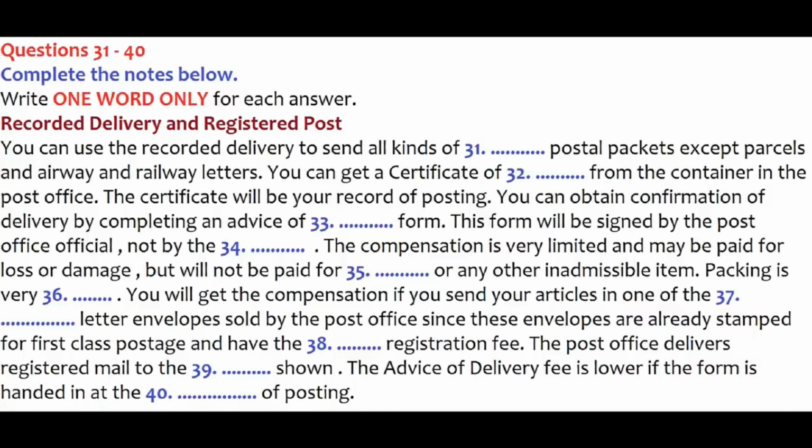How do we use recorded delivery? Well, when your letter or packet is delivered, it is signed for by the recipient and a record is kept by the post office. The post office does not undertake to deliver recorded delivery or any other mail to the addressee in person, but to the address shown. You can obtain confirmation of delivery by completing an advice of delivery form either at the time of posting or later. This form will be signed by a post office official, not by the addressee or the recipient. A fee is payable, which is lower if the form is handed in at the time of posting.